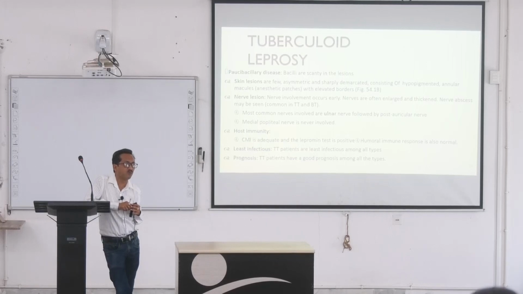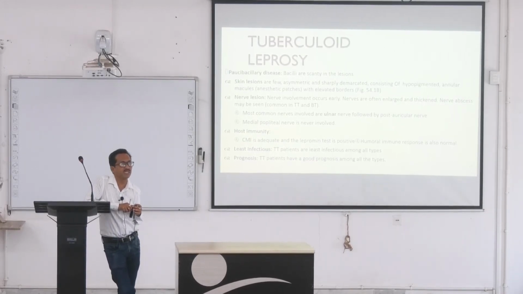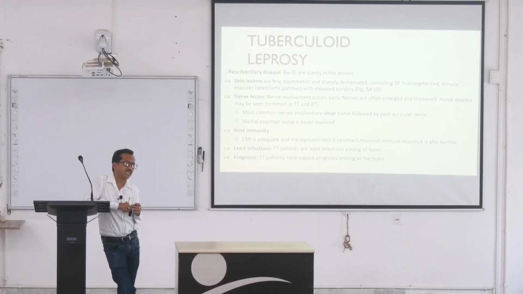Third, which is the commonest nerve involved in the pure neuritic type? It is the ulnar nerve. The ulnar nerve is the commonest nerve involved in the pure neuritic type. The next common is the popliteal nerve. So, the pure neuritic type next.